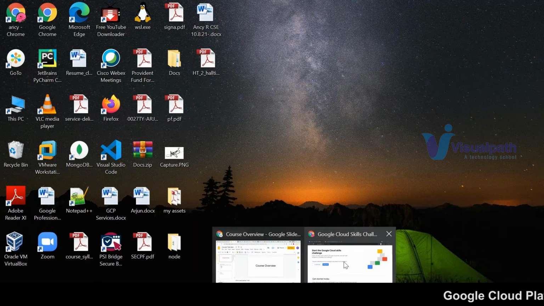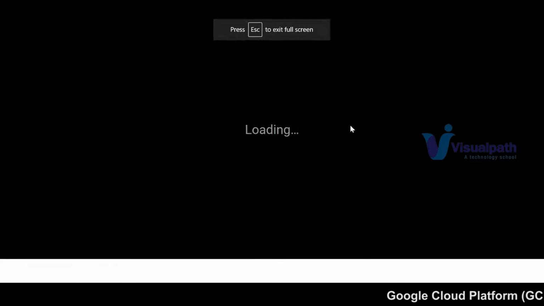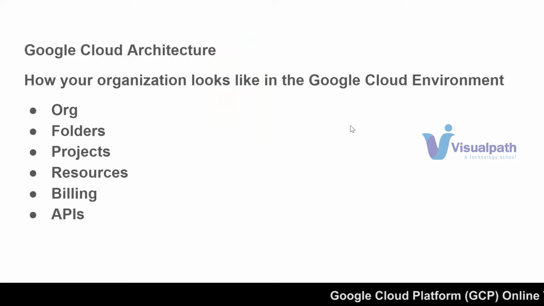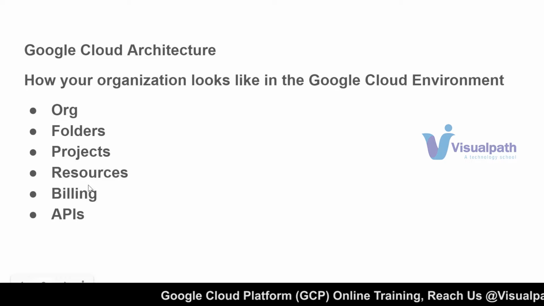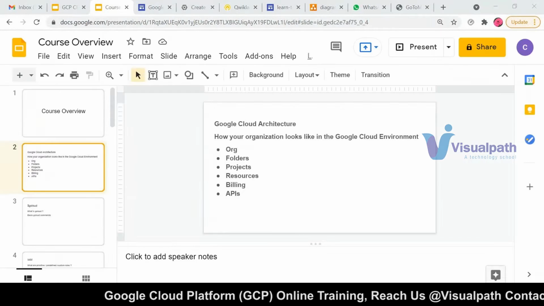Okay. So we'll walk through the course, which I'll be covering. The first topic we'll see is: what is the Google Cloud architecture? How does your organization look in a Google Cloud environment? What are the organization, folders, projects, resources, billing, and APIs? So for example, I'll just show you.